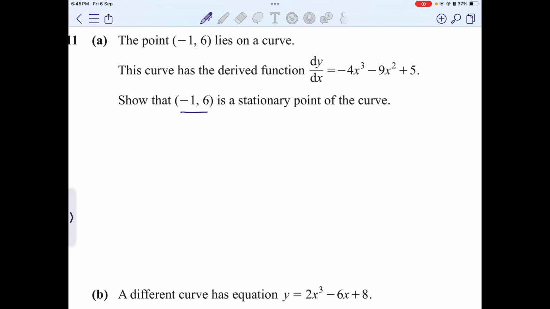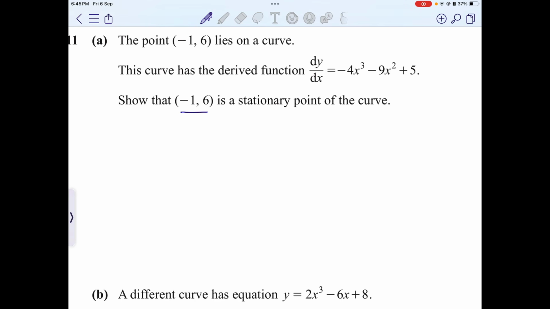Show that negative 1, 6 is a stationary point on the curve. Now you guys gotta listen to me first. Whenever you have a function, there's basically a curve and it has a specific function, and when you find the derived function of it, the meaning is that if you put the x value of the turning point into this derived function, your answer should be 0.